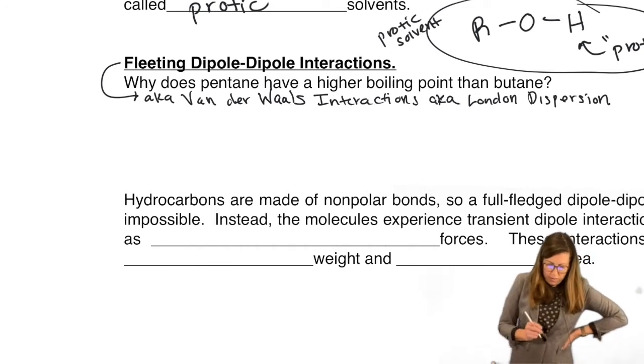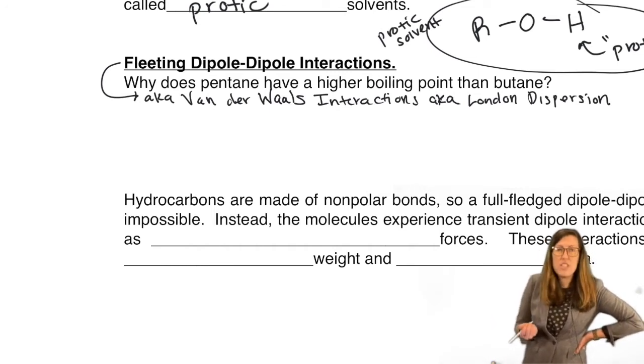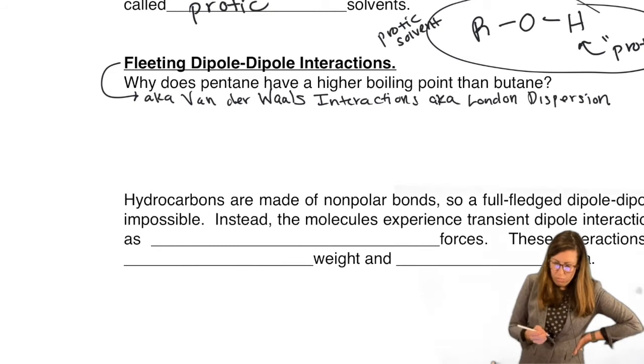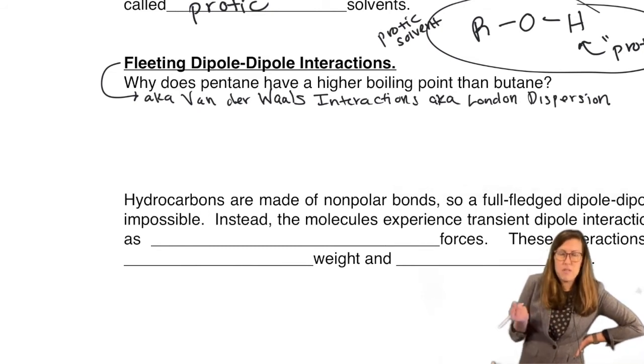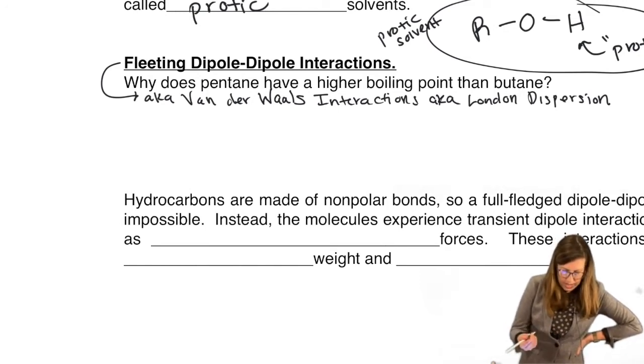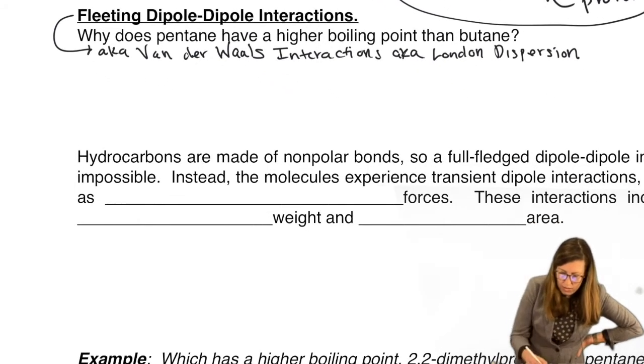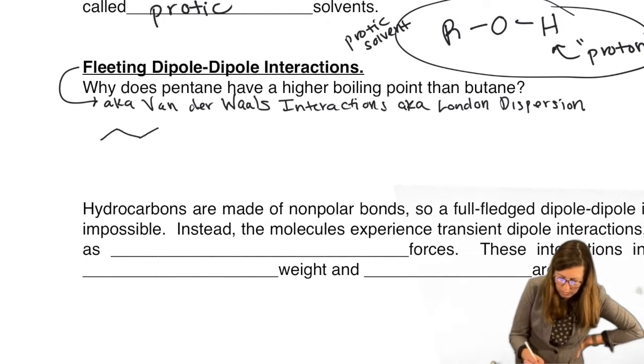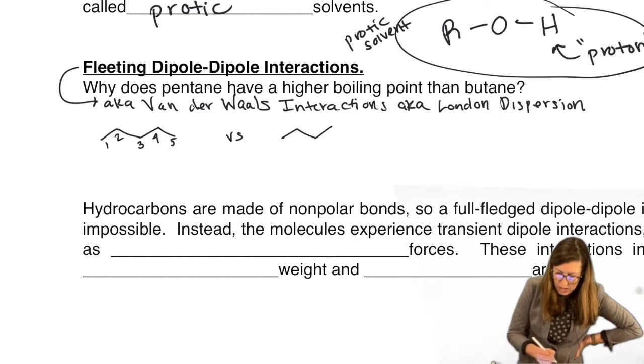I like the fleeting name. It's not how I originally learned it myself, but I kind of like it because it's describing what it really is. Fleeting means temporary, right? Doesn't always happen. So pentane, for example. 1, 2, 3, that's butane. 4, 5, pentane versus butane. Pentane has a higher boiling point. Why?